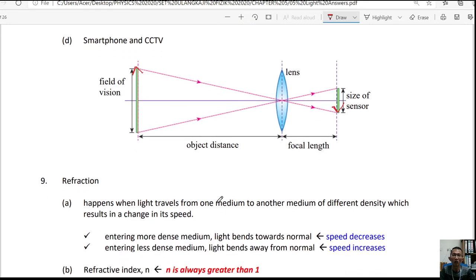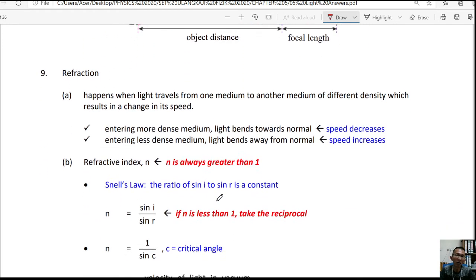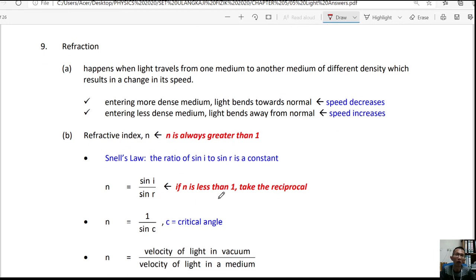Okay, next in the topic we also talk about refraction. Refraction happens when light travels from one medium to another medium of different density. So with different density, what happens? The speed will change. When the speed changes, then the direction also changes. So I add here: direction also changes.